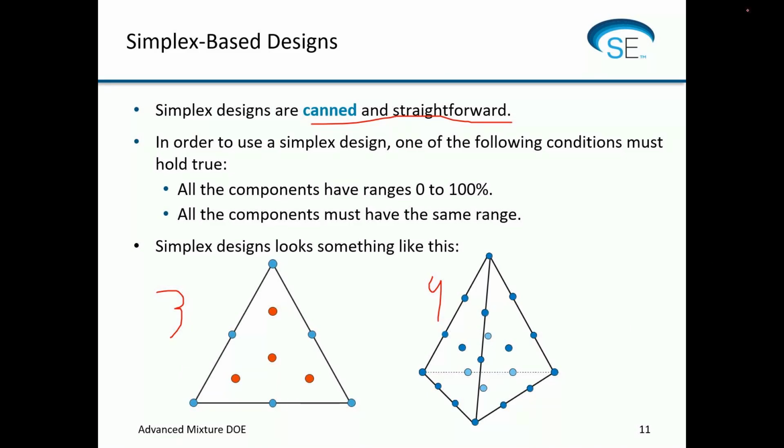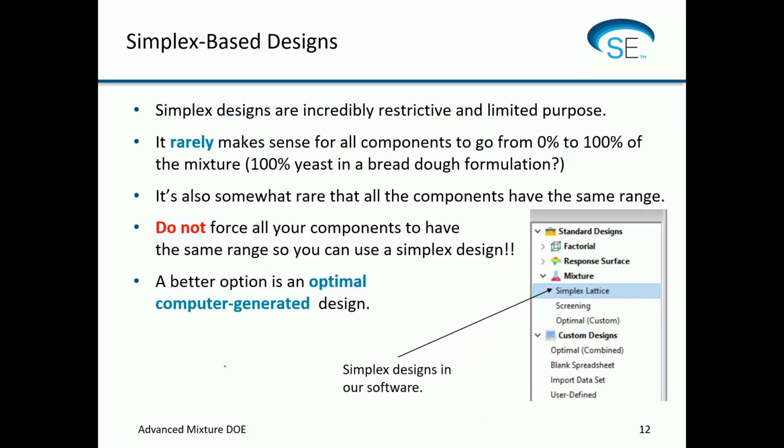Slightly more general is all the components have the same range. So all of them have a range of 5% when you subtract the high minus the low. Again, fairly limited purpose. So they look something like this. They're very pretty, they're very even and symmetrical, but that's basically where the good stuff stops. As I basically just said on the previous slide, they're incredibly restrictive and very limited purpose. It rarely makes sense for any of those conditions to hold true, like your components going from 0 to 100%.